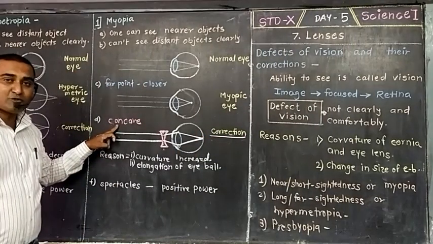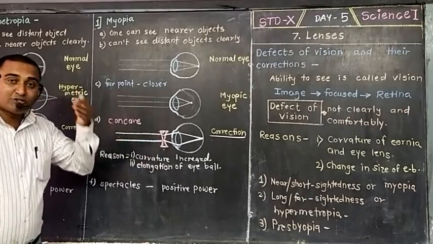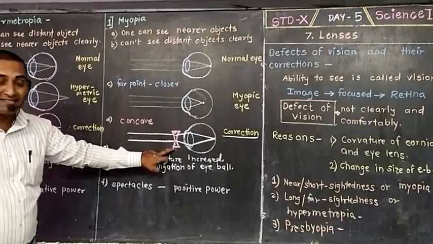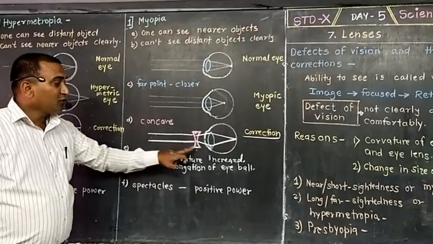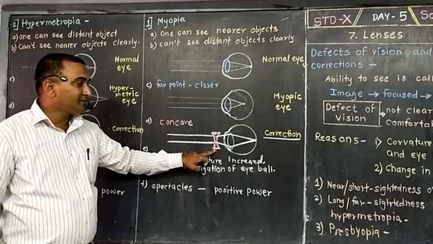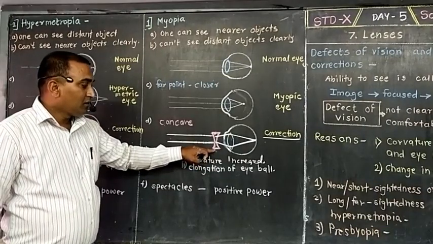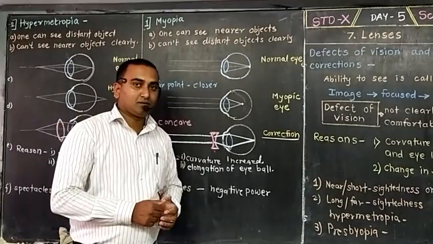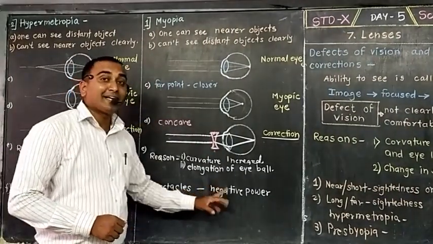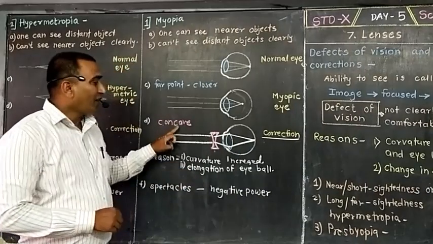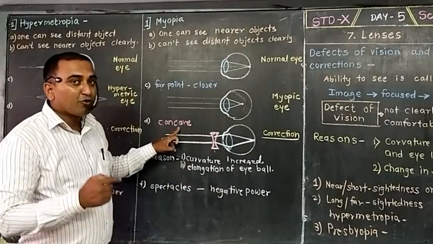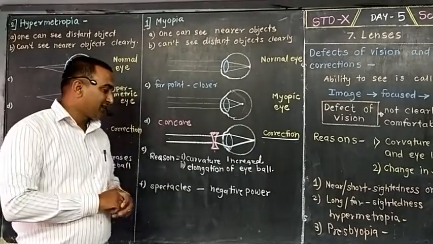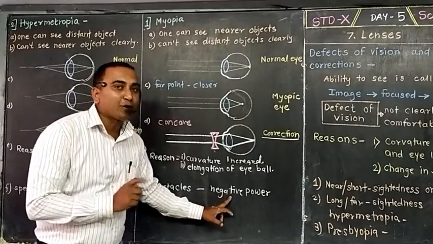The person who is using spectacles uses this lens in front of the eye within the frame, and that is called a spectacle. But we know that a concave lens has negative power. Why negative power? Because a concave lens has a negative focal length. So the lens used within the spectacle is also of negative power.